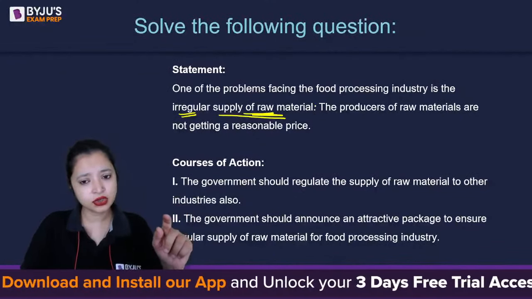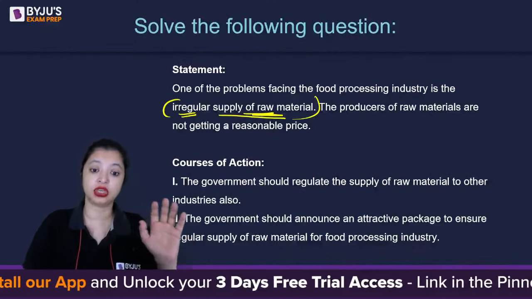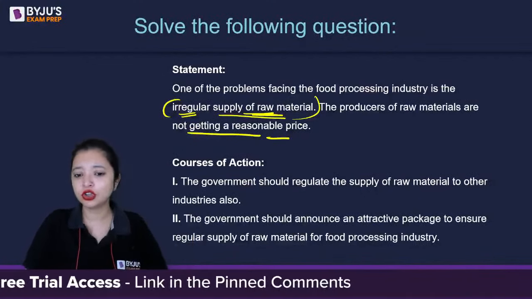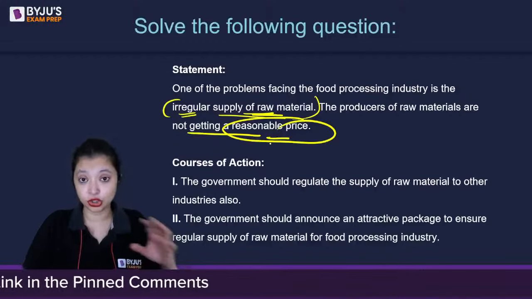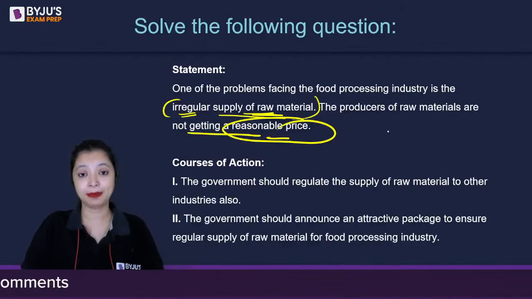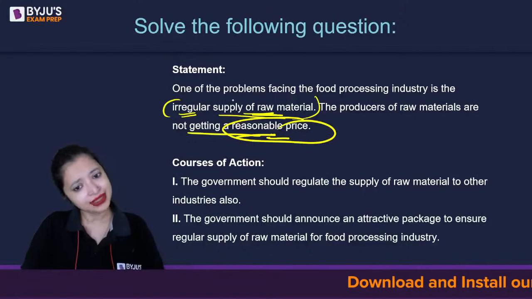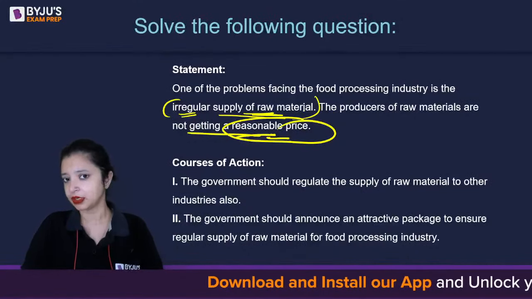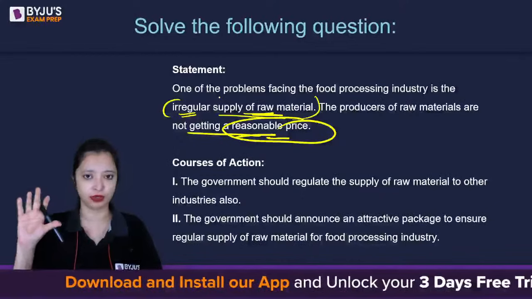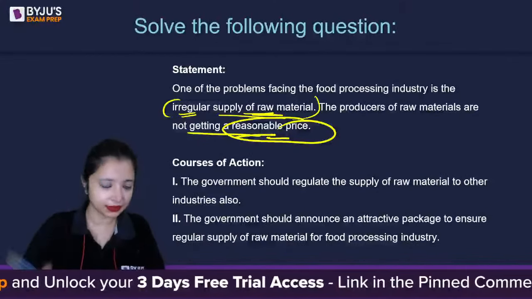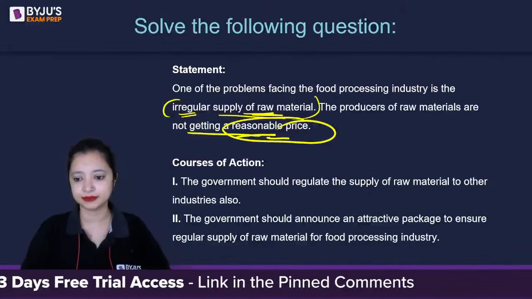And what is the reason behind this issue? The reason is also given that they are not getting a reasonable price. The easiest solution is going to be providing a methodology through which the suppliers, the producers, get a reasonable price. If they get a reasonable price, they will supply the raw material, right? So the core issue is irregular supply of raw material. Reason, unreasonable price. Keep that in mind and now choose your answer.